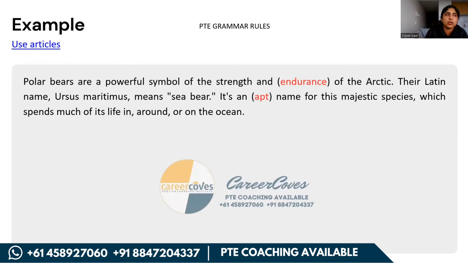So these are the words that come with the, because sometimes people put the anywhere. So you have to be careful about that. The should be there with particular things only, with specific things, with some unique things, with specific nouns. For example, you can see here, there's an example. Polar bears are a powerful symbol of the strength and endurance of the Arctic. Their Latin name, Ursus maritimus, means sea bear. It's an apt name for this majestic species. So an apt, A-P-T. An comes before the fill-up, so there should be a word that starts with a vowel here.